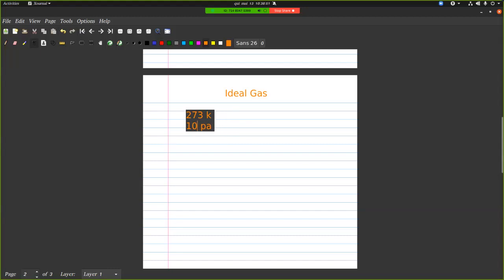This is a huge number. We could say that this is 10 squared kilopascals, okay? And the gas temperature is measured in Kelvin, and Kelvin is the same thing as Celsius plus 273. We know that Celsius is equal to 5/9 times Fahrenheit minus 32.